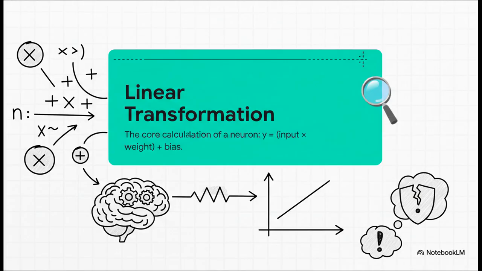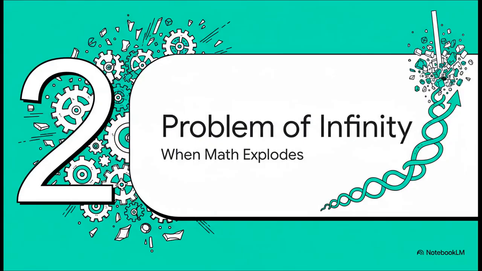And that's the formula, right there on your screen. Y equals X times W plus B. Just multiplication and addition. This simple equation is called a linear transformation. So at its core, a neuron is just doing this very predictable math. But, and this is a big but, that simplicity is also its biggest weakness. It leads to a couple of massive problems. And yeah, this is exactly where our simple little model starts to completely break down.